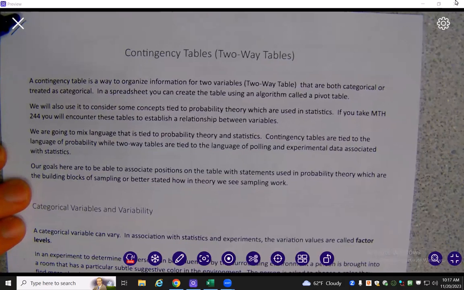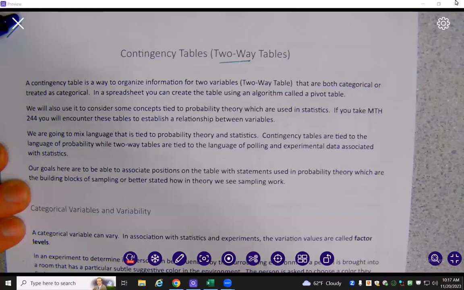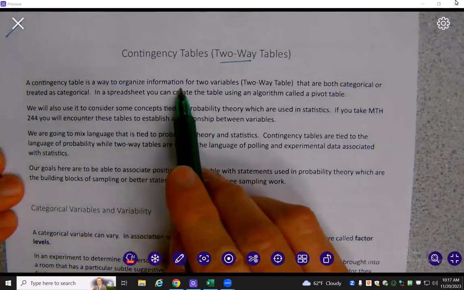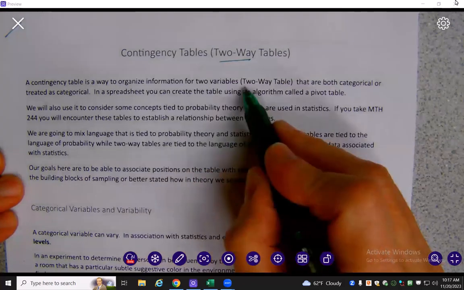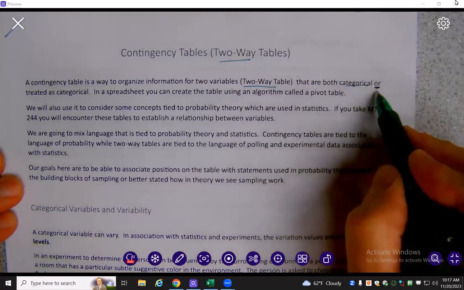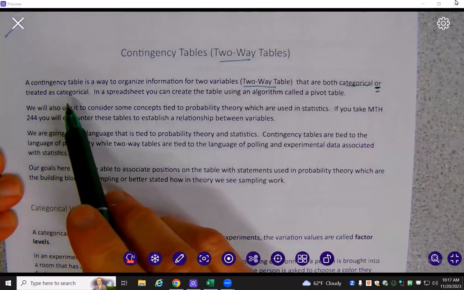Let's look at this thing called a contingency table, or two-way table. Like I mentioned, a contingency table is a way to organize information for two variables, and that's why it's called a two-way table, that are both categorical or treated as categorical. It doesn't have to be categorical, but it's going to be treated like so.